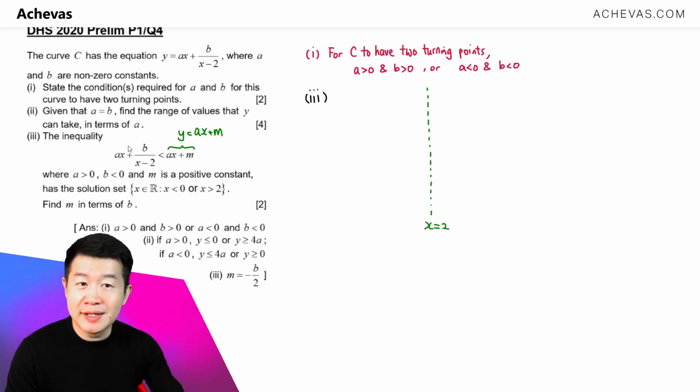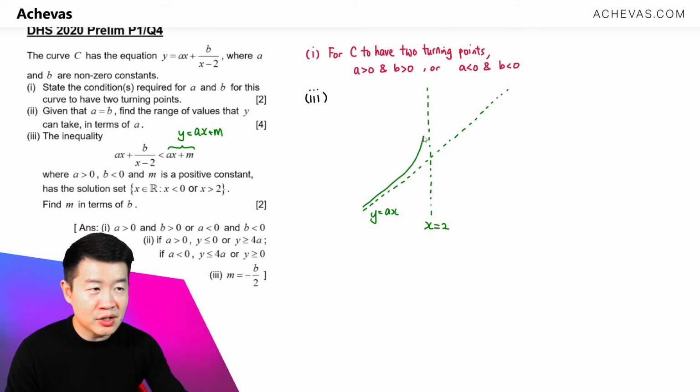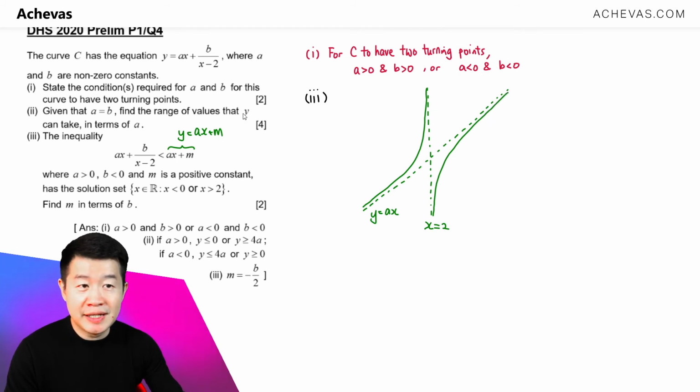The oblique asymptote, since a is bigger than 0, I'm expecting a positive gradient. So it is going to be a line that is slanted this way. And this is the line y is equal to ax. And since curve C has no turning points, I'm going to sketch curve C like this. So I have this, and the other part of the graph is going to be this way. So this is curve C, and I'm going to then sketch the line y is equal to ax plus m.